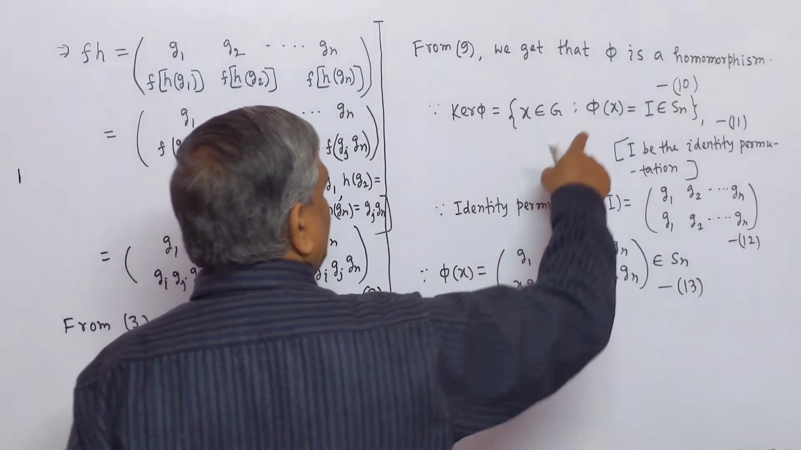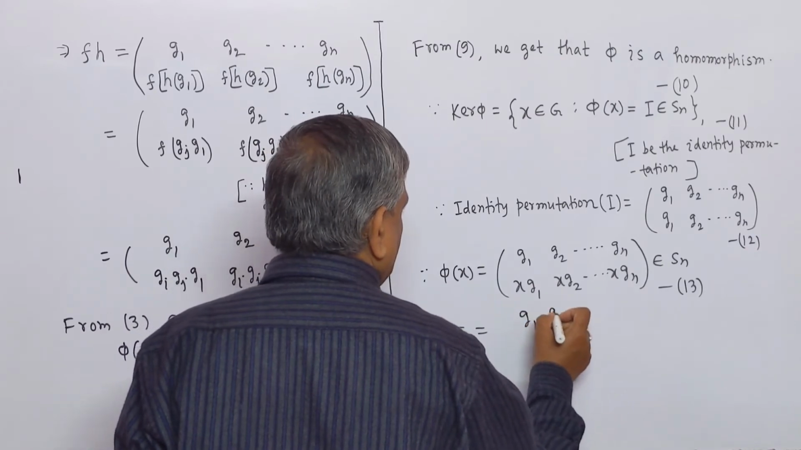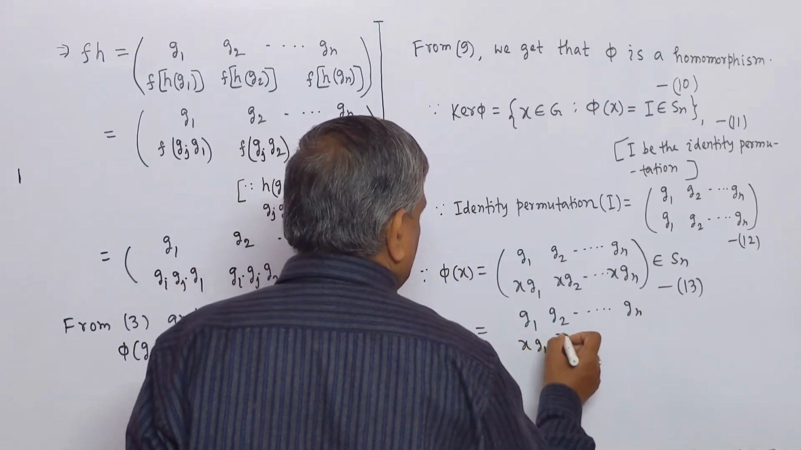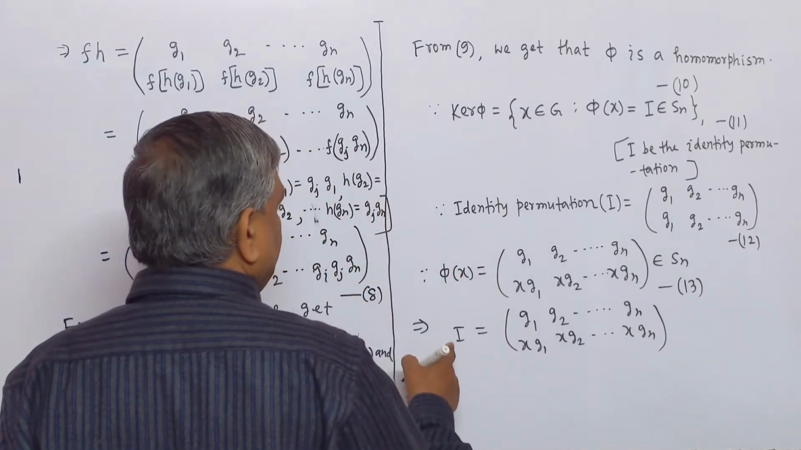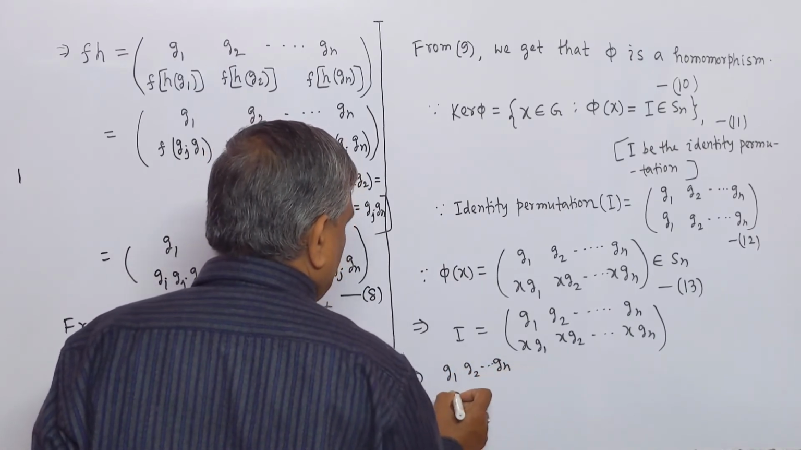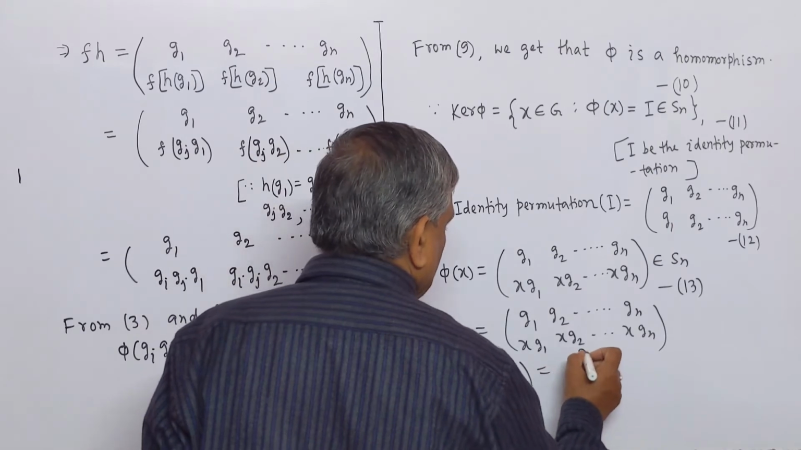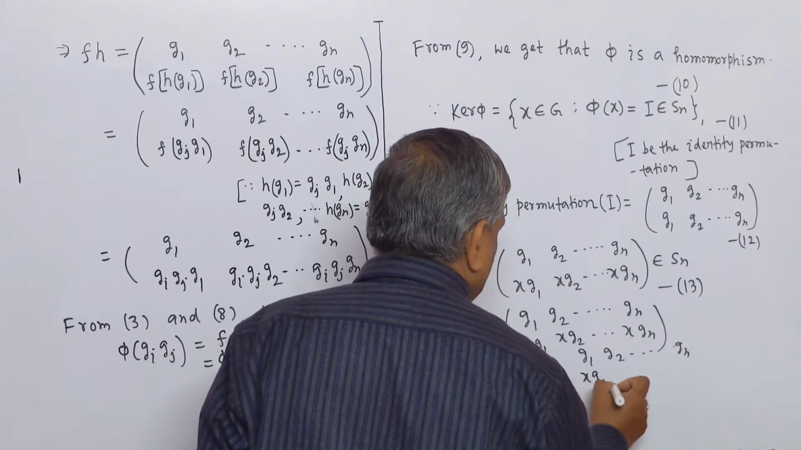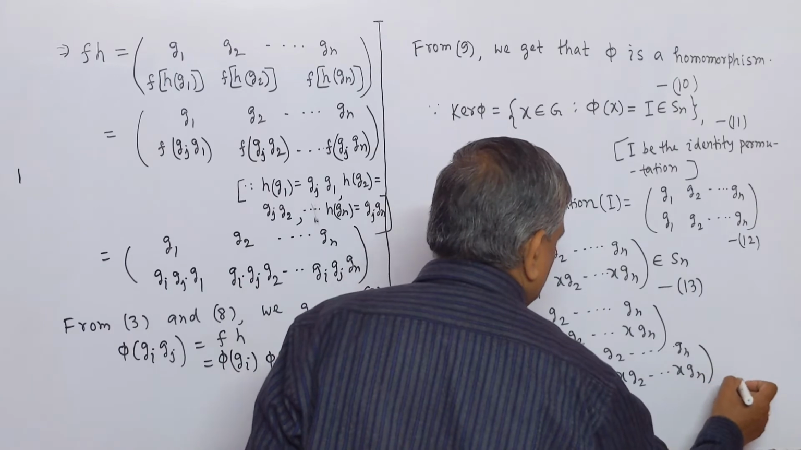Implies that phi x is the identity permutation I. The identity permutation is (g1, g2, ... gn) on the left side and (g1, g2, ... gn) on the right side, and here we write (xg1, xg2, ... xgn). This is number 14.